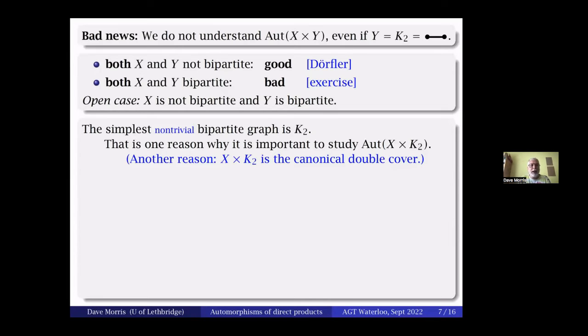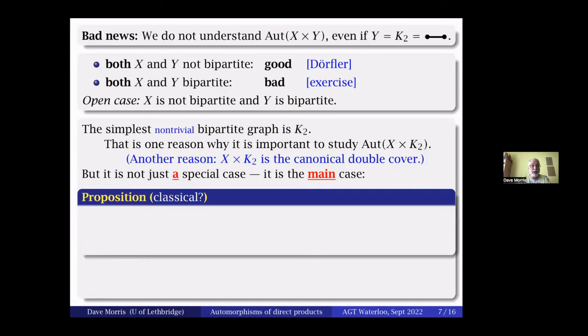I think those are both good reasons to start with, but a better reason is that K2 is not just the simplest, easy, special case. It's actually the main case. It's the main case that we need to understand if we want to understand the automorphism group of X cross Y in general. So here's a fact. I think it must be in the literature, so if somebody can give me a reference, that's great. I wasn't able to find it.